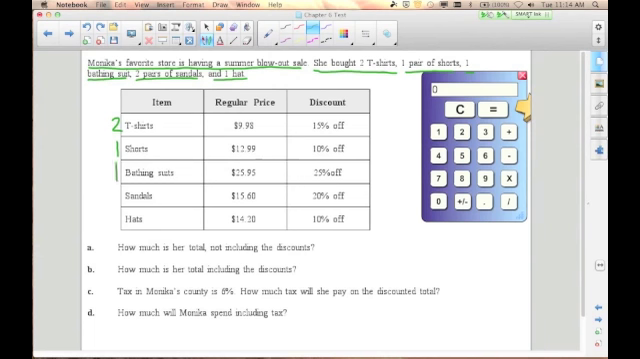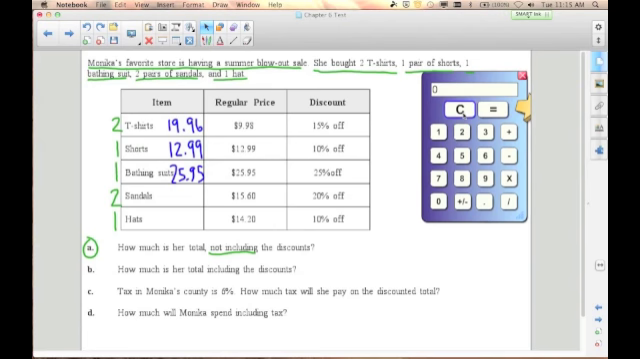All right, so this is a very hard problem. I'm going to start by saying this. A lot of you did not read the directions at the top for what Monica was buying. She was getting 2 t-shirts, 1 pair of shorts, 1 bathing suit, 2 sandals, and 1 hat. So the first thing I needed to do was figure out how much that was for each of those.